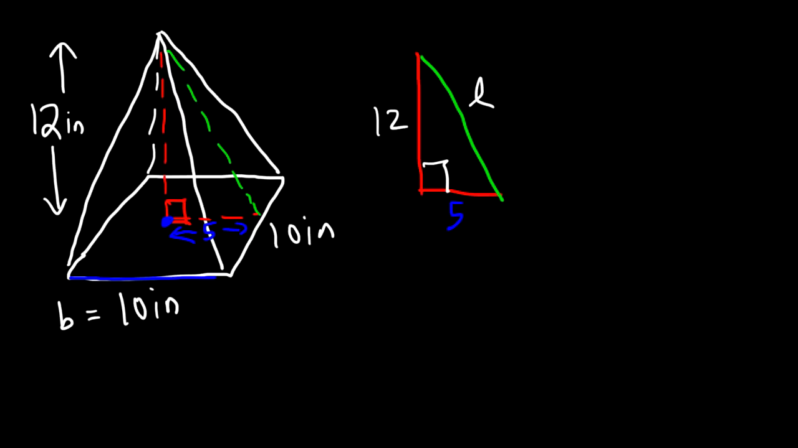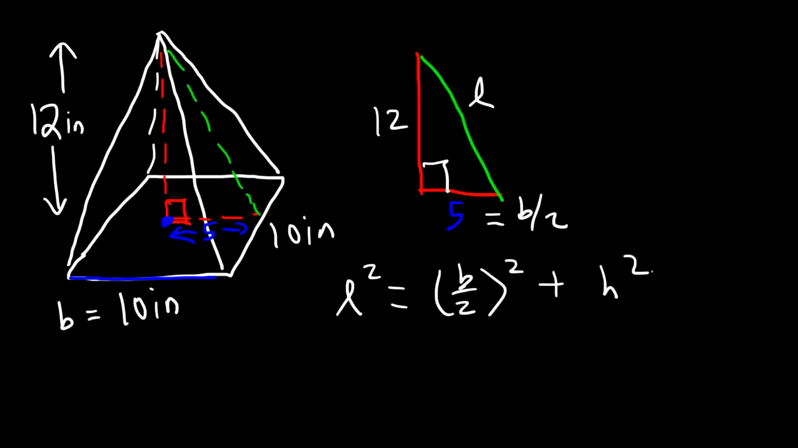So for those of you who want an equation for this process, since b is 10, 5 is b divided by 2. It's half of the base length. So to find l for the square base pyramid, l squared is equal to (b over 2) squared plus h squared. So you can use that formula if you ever need to find the slant height, if you know the length of the base and the height of the pyramid.